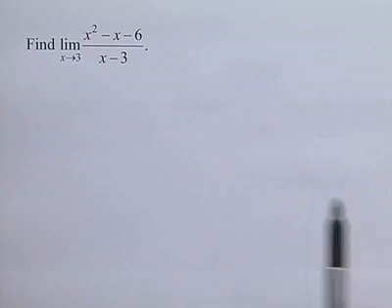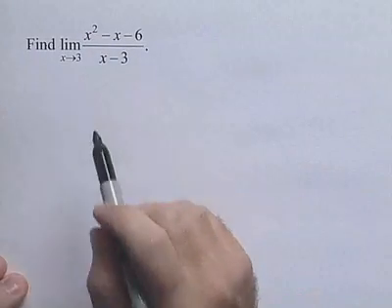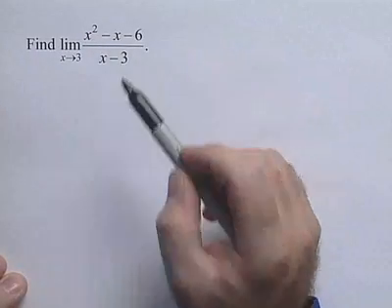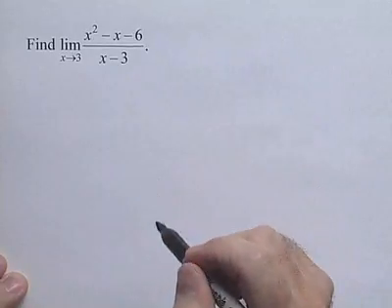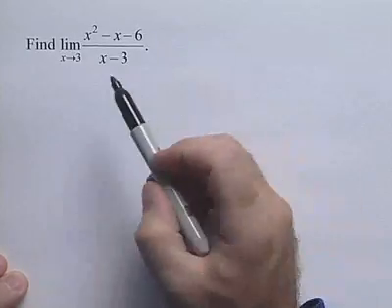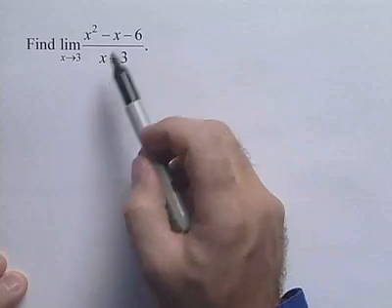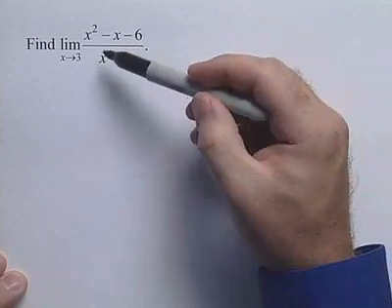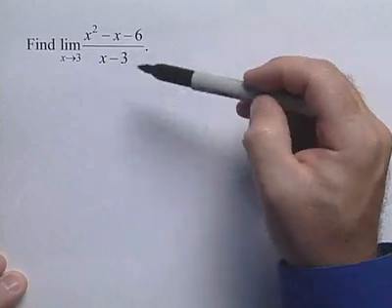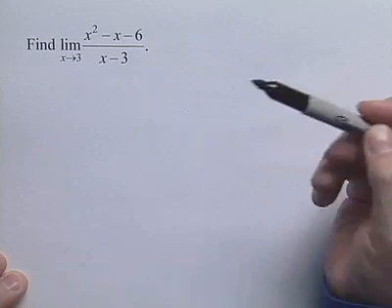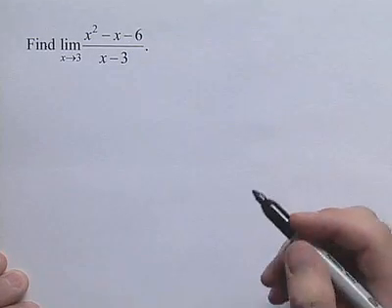In this problem, we're going to investigate a limit by using an intuitive approach. We'd like to find the limit as x approaches 3 of x squared minus x minus 6 all divided by x minus 3. If we notice, this expression is not defined for x equal to 3. If we plugged in 3, in the numerator we'd get 0, and in the denominator we'd get 0. So we'd have an indeterminate form.